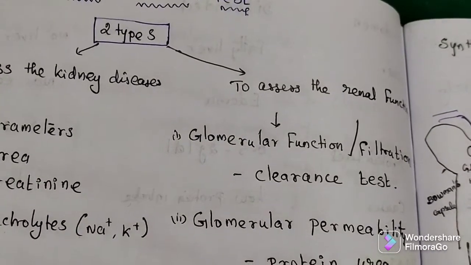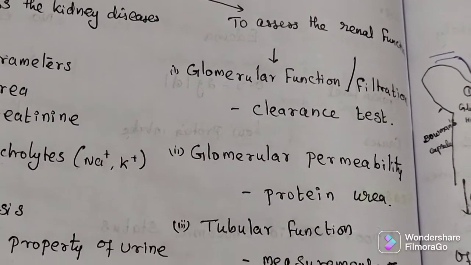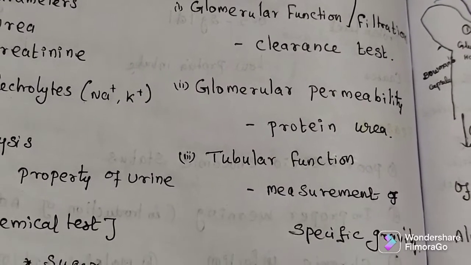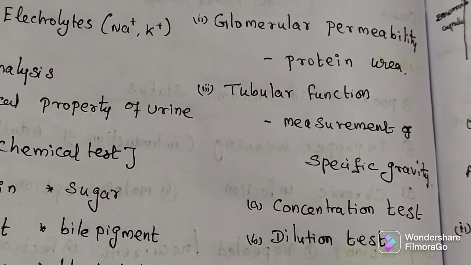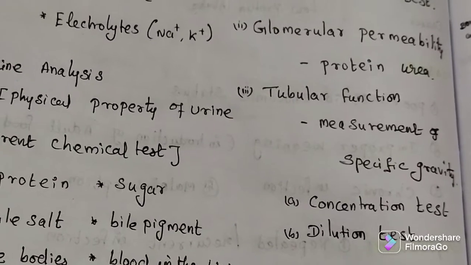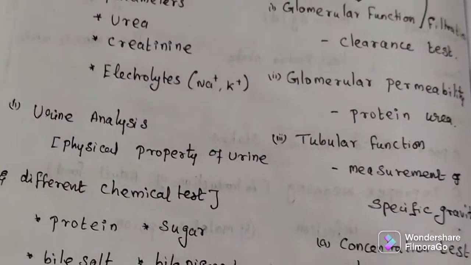So to assess renal function, what are the tests we are using? Clearance test, then proteinuria or urinary protein, then tubular function measurement by using specific gravity, concentration test, dilution test. So these are the tests which are done to assess the kidney functions.